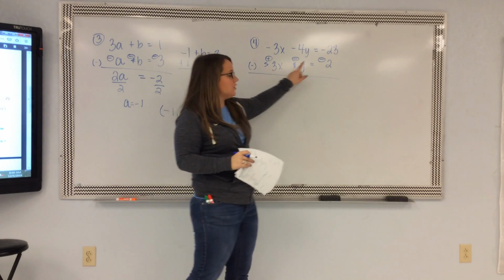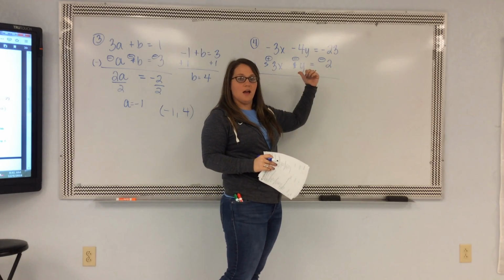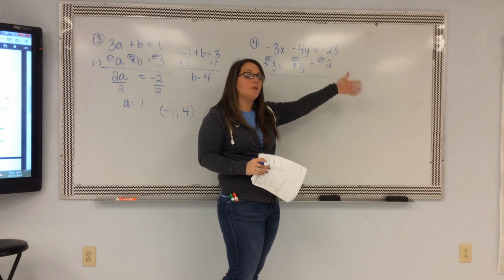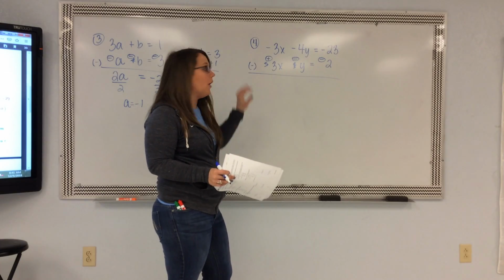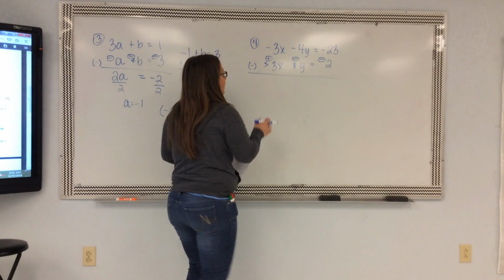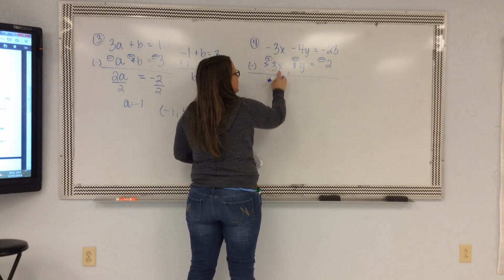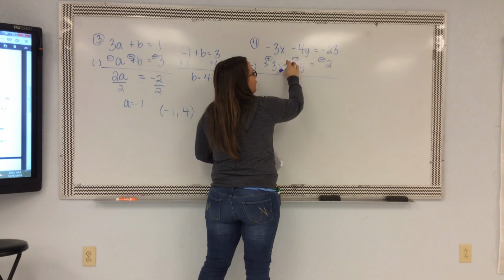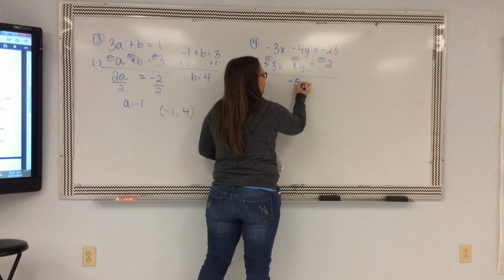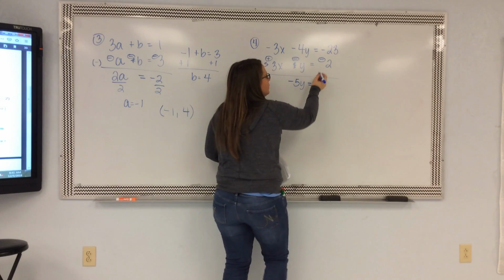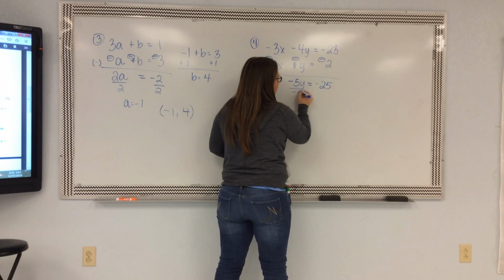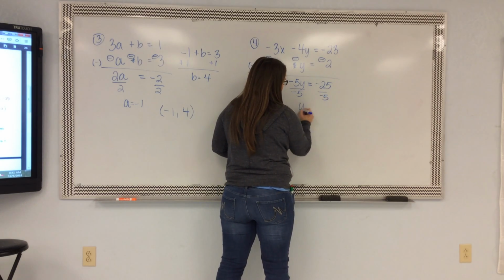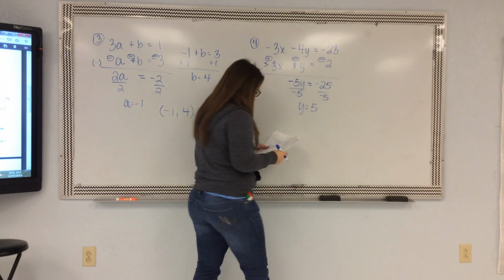You're more than welcome to just scribble out your answer and write it on top, or if you want to rewrite your problem, I do suggest that you may do that. For the sake of time for the video, I'm just going to go ahead and work them out and combine them this way. So I have negative 3x plus 3x, which goes away. Negative 4y minus y is negative 5y, is equal to negative 23 minus 2 is a negative 25. Divide both sides by negative 5, and y is equal to a positive 5.